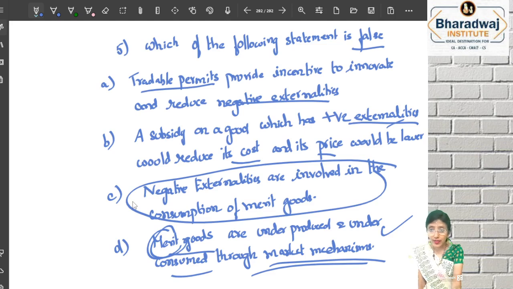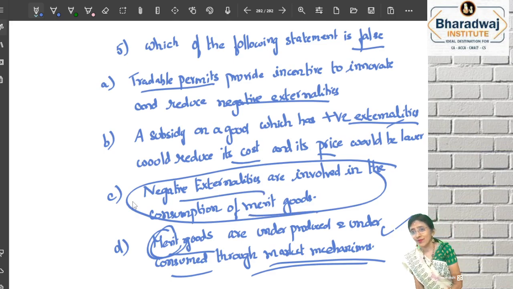Negative externalities: how can there be a negative externality when you consume merit goods? When I am educated, when you are educated, if one person is educated, the family itself is educated, society gets literate, the nation gets literacy. So this is a false statement. I just want you to see the different types of questions coming from market failure, segments A and B.